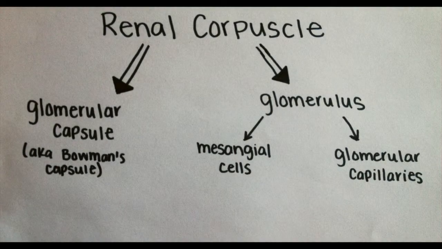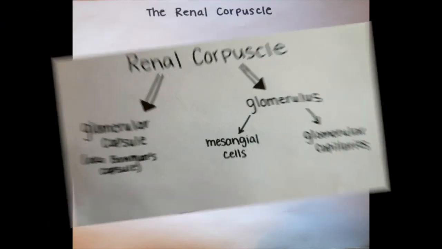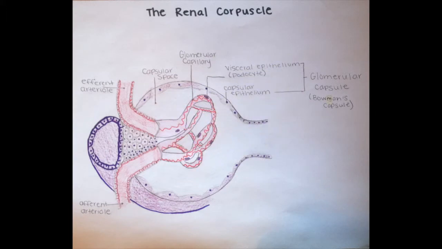The first steps of filtration occur within the renal corpuscle, which is broken down into two components, the glomerular capsule and the glomerulus. First, let's discuss the glomerular capsule. It is also known as the Bowman's capsule. Its outer wall is lined with capsular epithelium. It kind of acts like a sac that surrounds the glomerulus.